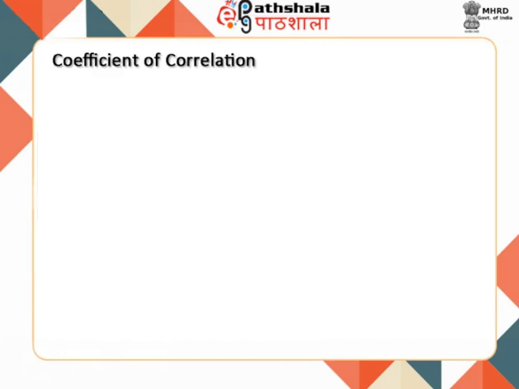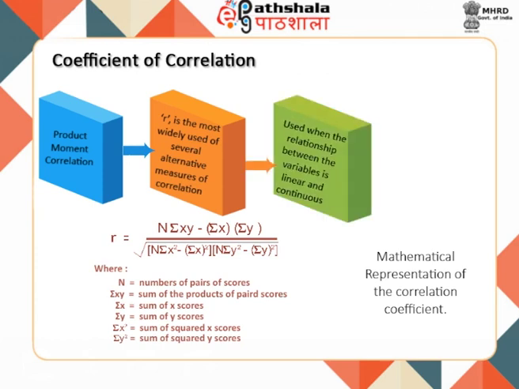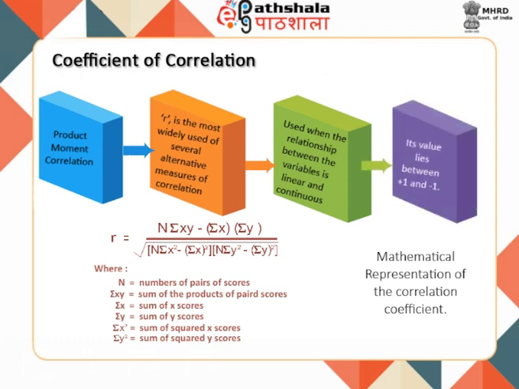Karl Pearson coefficient of correlation, also known as Pearson product moment correlation, R, is the most widely used of several alternative measures of correlation. It is generally used when the relationship between the variables is linear and continuous in nature, and its value lies between +1 and -1.